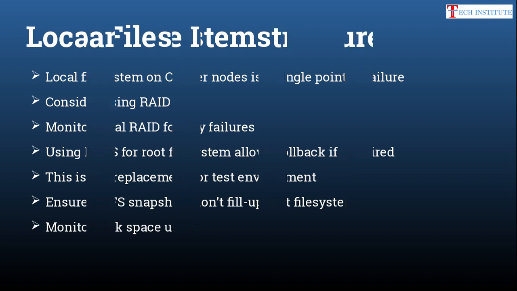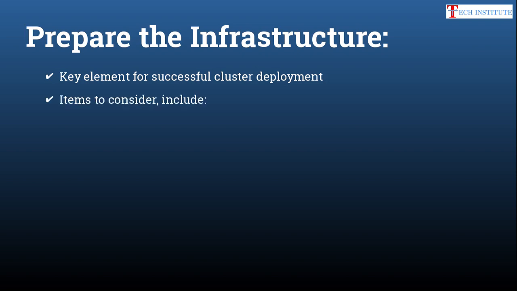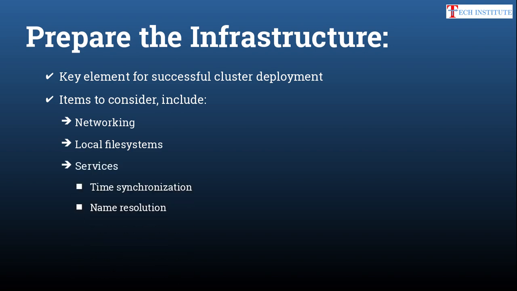Now moving ahead with preparing the infrastructure. For preparing the infrastructure, you need to keep in mind why this is required, because this is the key element to have a successful cluster deployment. In the infrastructure, a few things you need to keep in mind: you need to pay special attention to the networking part, then local file systems, which we have already discussed, then some services like time synchronization and name resolution, and also the software management, like how you will maintain a uniform software base for all the nodes and how you will update them.